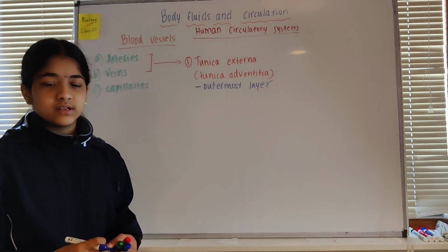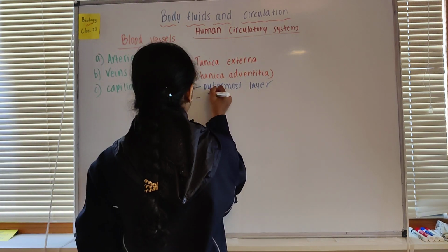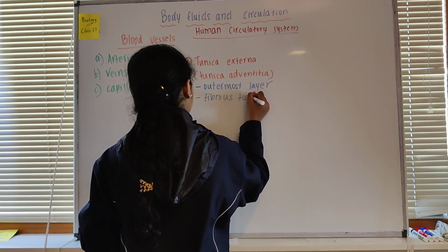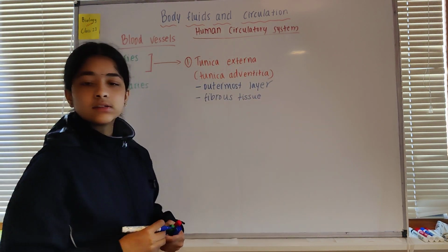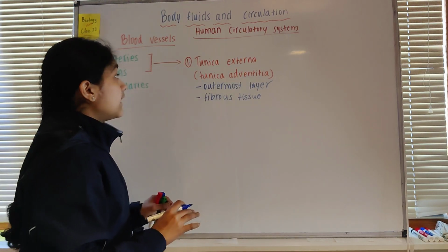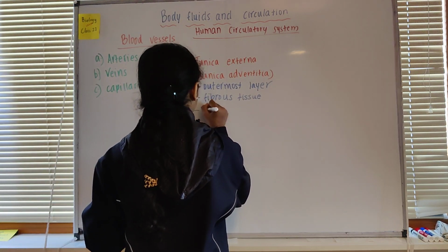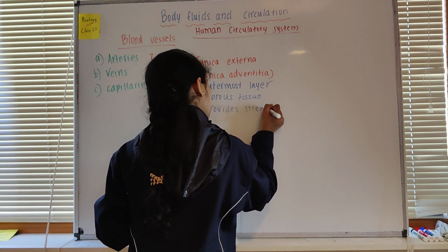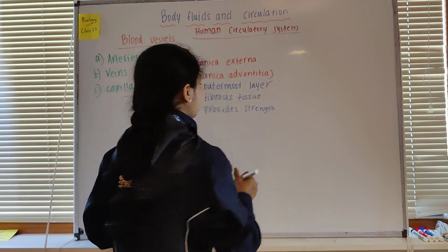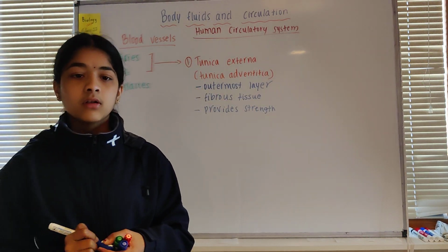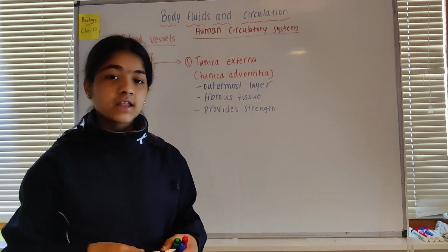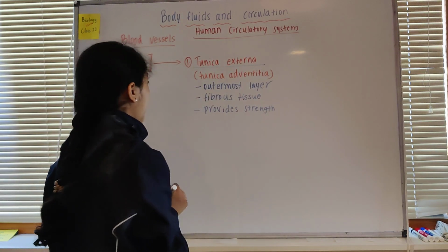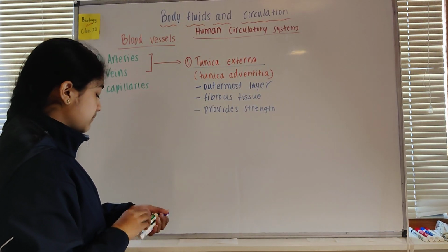It is a fibrous tissue. There are fibers present, like elastin and collagen. It consists of these fibers, and the function of this is to provide strength. So the first layer that we are talking about is the tunica externa or the tunica adventitia, which is the outermost layer.